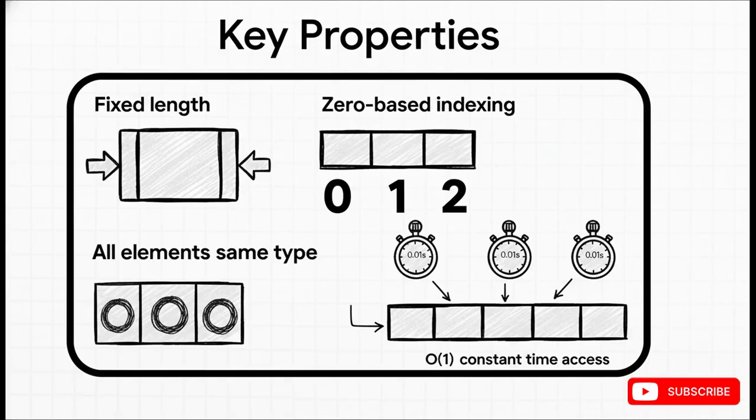So these are the big rules. Fixed length, you start counting at 0, everything's got to be the same type. But that last one, O of 1, constant time access, that's the superpower. It sounds all technical, but it just means that getting the first element, the last element, or any element in the middle takes the exact same, ridiculously short amount of time. And we're about to see exactly why.